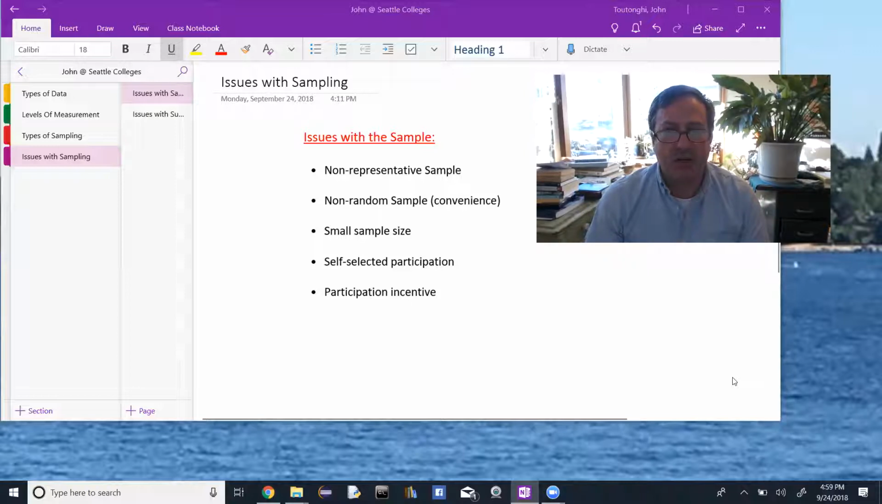Or let's say we were surveying bus riders. If we just surveyed them in the morning, we'd be missing all the evening bus riders, for example. Or if we just surveyed one particular bus route, we'd be missing all the other bus routes.